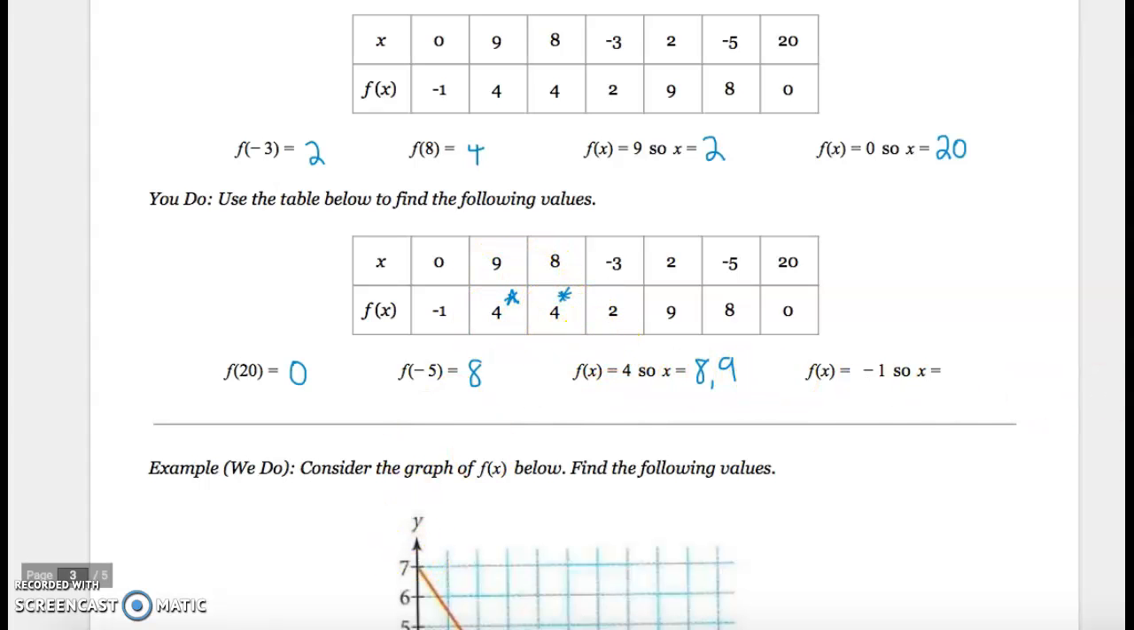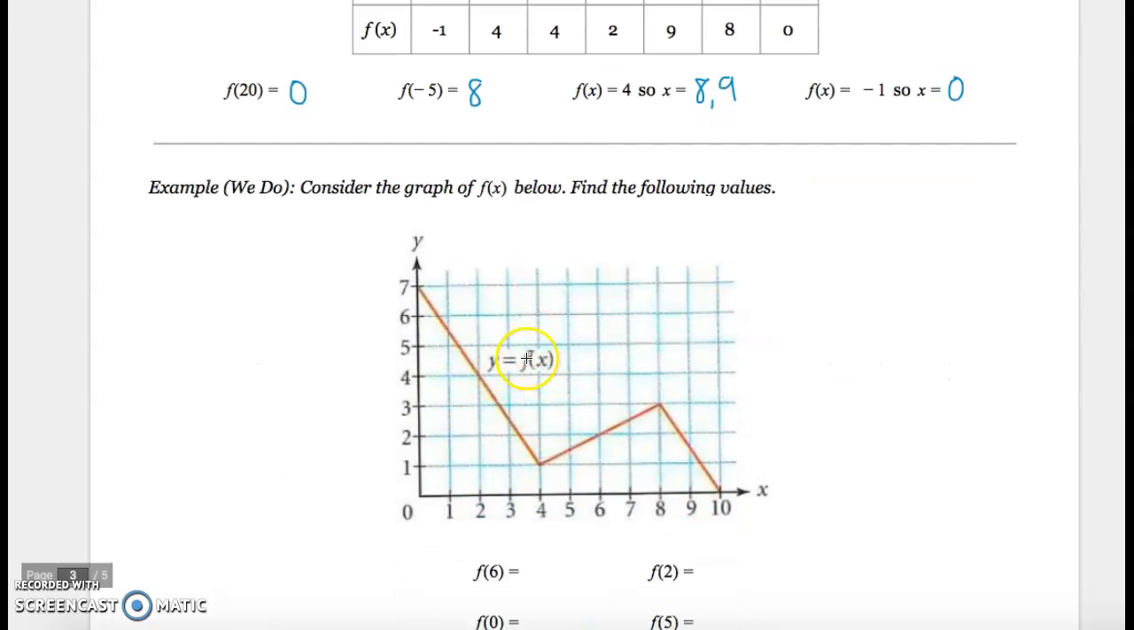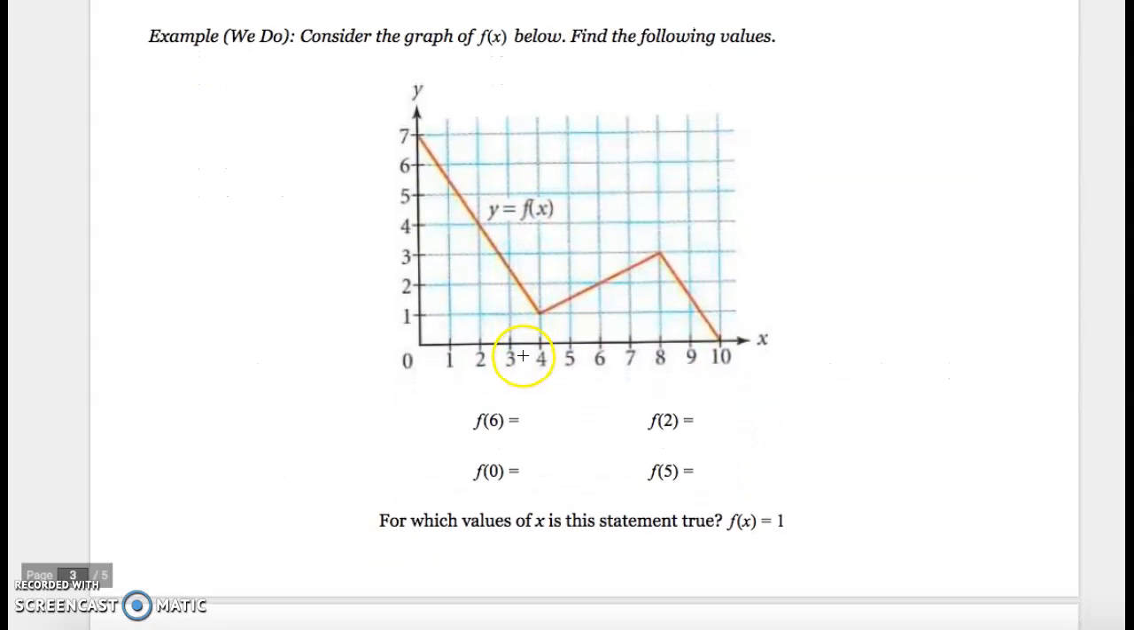All right. And then for our last one here, they said f of x equals -1, so what would your input have to be? Well, here's -1, so that means my input had to have been 0. All right, so that's basically how you use tables, just a lot of matching up which piece you're looking at. Now we're going to look at graphs.